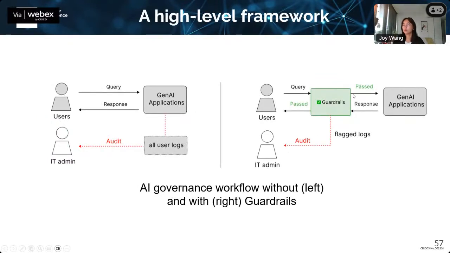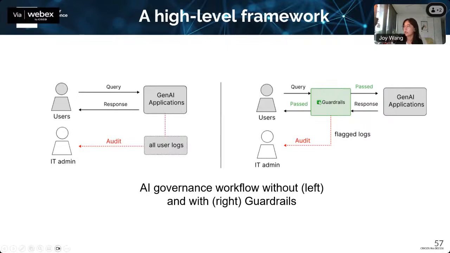So this is our proposed solution, a high-level framework based on the guardrail-based solution. For AI governance, if we have the Gen AI application sitting in the government tenant, we have the user interaction. Without the guardrail, we need the IT admin to be the human in the loop. They need to carefully audit all the user logs and distinguish which ones are not suitable to use in the public sector. But with a guardrail sitting between the user and the AI, we can have an automatic solution. We can design a guardrail model that automatically checks whether the user input is aligned with our defined public value or not.